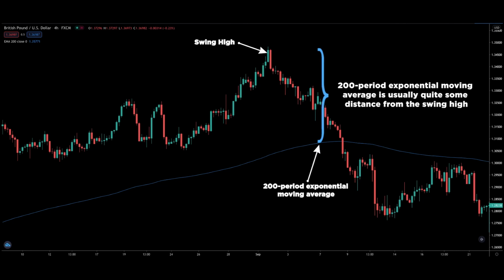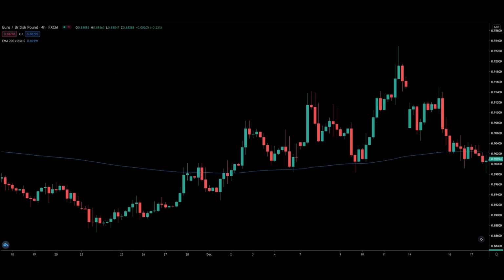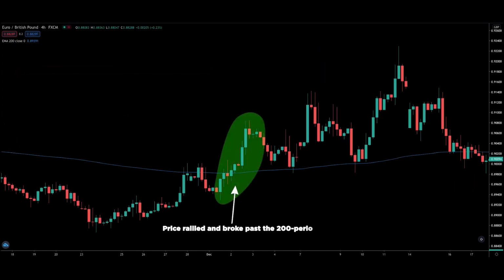To counteract this scenario, we need to add in certain filters to help us find the highest probability setups. We need to watch for the market structure and trend to align. This concept is a little hard to explain, so I should show it to you instead. So right here, we see that price has just rallied and broken past the 200-period exponential moving average. So obviously, if price is above, then we want to be buying.